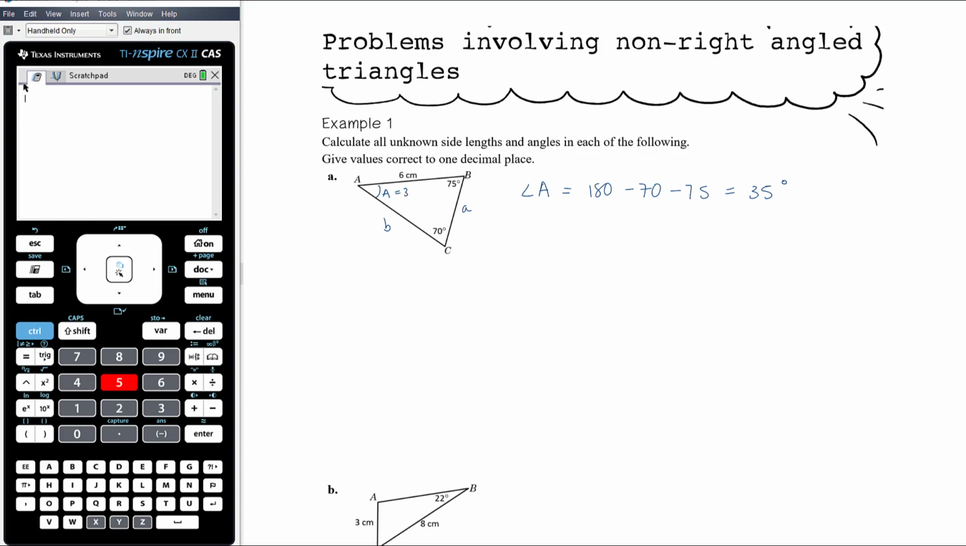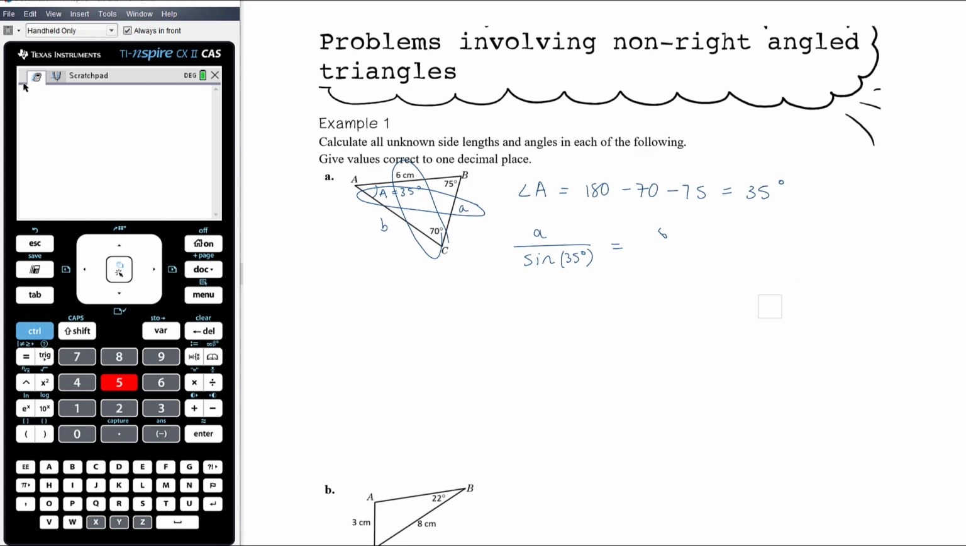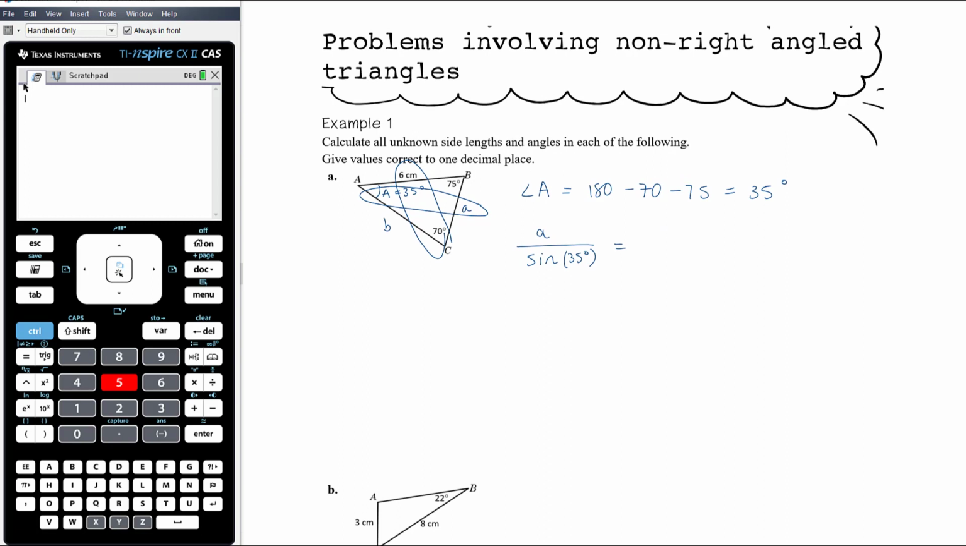Alright, so then once we know angle A, we might want to think about what else we could find. So now I might focus on finding side length A because I've got the angle opposite, and so I could use the sine rule if I want. So side length A divided by sine of 35 degrees is equal to, now I'm going to use the 6 and the 70 because I've got that nice pair that'll be helpful with the sine rule. 6 divided by sine of 70.